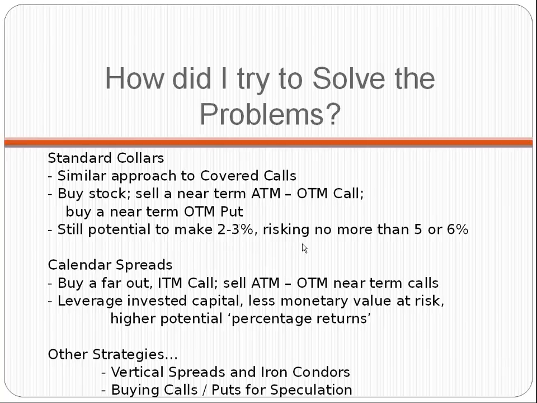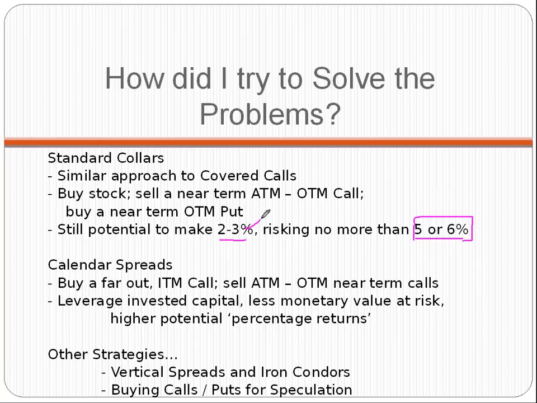And I still have the potential to make 2 to 3% on those positions, but I have a lower probability. The stock actually needs to move up, so I'm probably looking at a 45 or 40% probability of getting assigned and earning that 2 or 3%, but I am risking no more than 5 or 6% on the trade. Now right there, you see something interesting. This is a little bit better than a covered calls portfolio, because if there is a 15 or 16 or 20% drop, I'm guaranteed not to lose more than 5 or 6%.